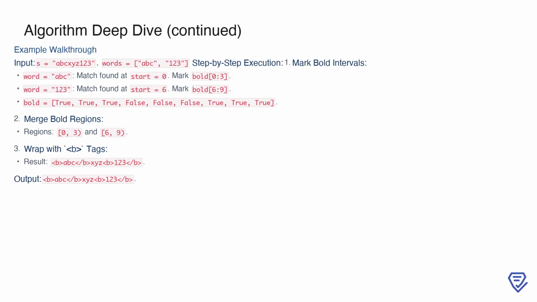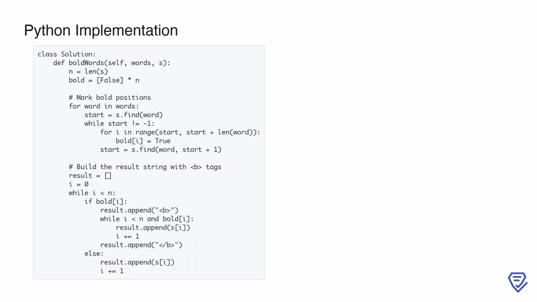Next, we merge the bold regions based on this array. The bold segments are identified as 0 to 3, and 6 to 9. Finally, we construct the output by wrapping these regions with B tags. The result is <b>abc</b> xyz <b>123</b>. This example demonstrates how the algorithm efficiently processes the input to produce the desired output while handling bold regions seamlessly.